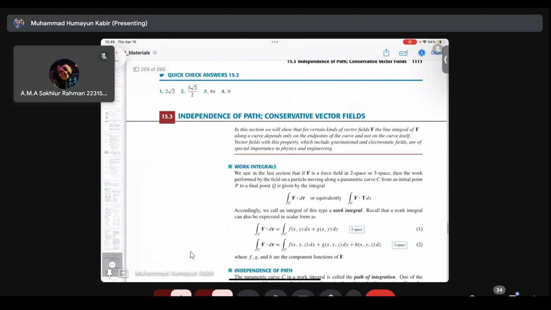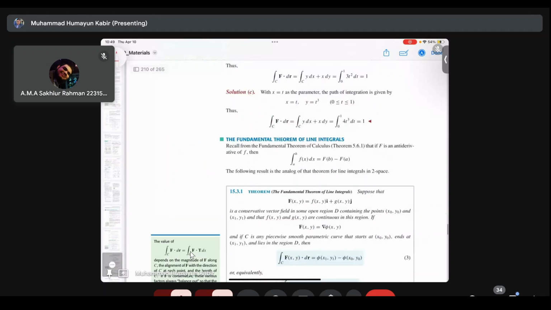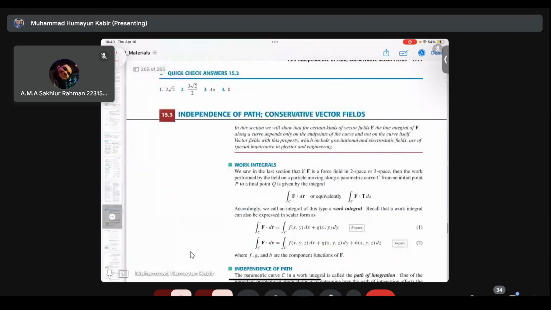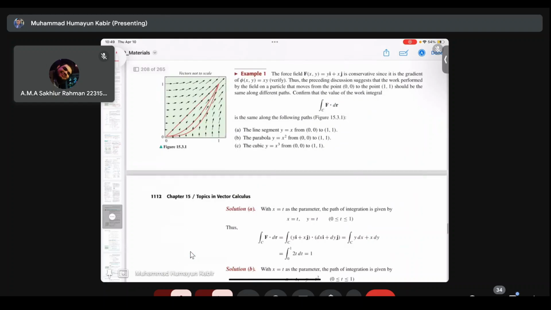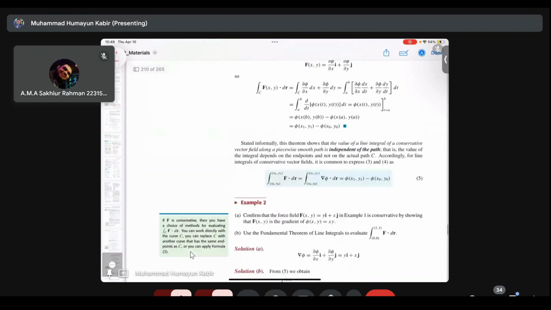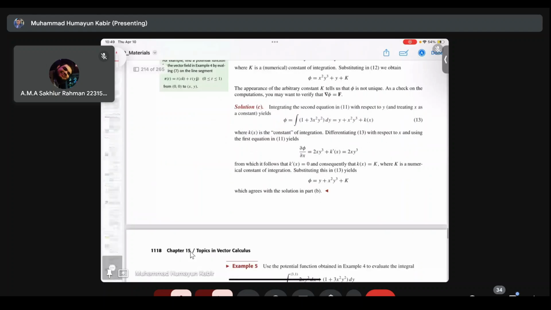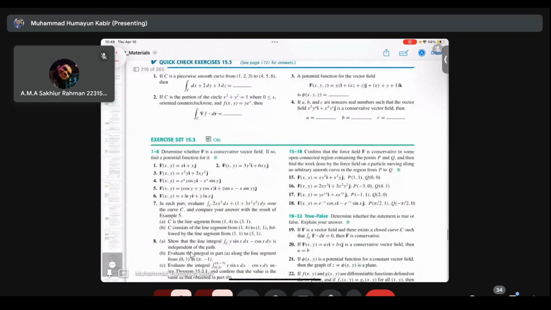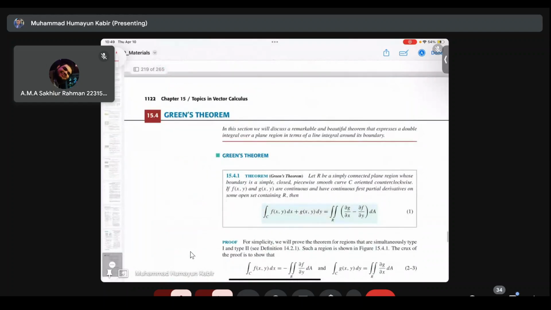And independence of path, this is not included. We are not interested. I think you all are engineering students, so you know this very well. If the vector field is conservative, then it will be different, something we have to incorporate more. So this is not our concern here. Our concern is one more thing, 15.4. So that I want to show today, and then I will finish.